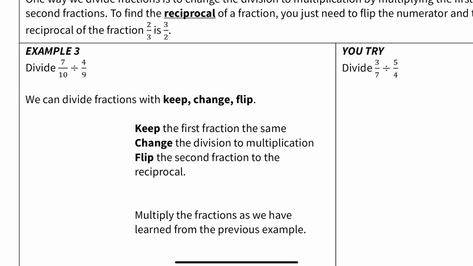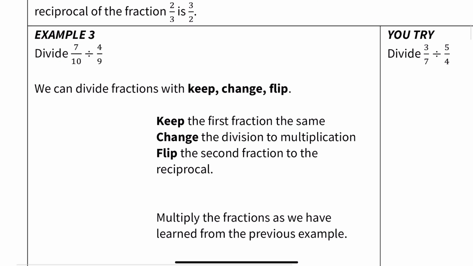What you do is you keep the first fraction, 7 over 10. Change the division sign into a multiplication sign, and then flip the second fraction to its reciprocal. 4 over 9 becomes 9 over 4. So you've turned a division problem into a multiplication problem by doing this.